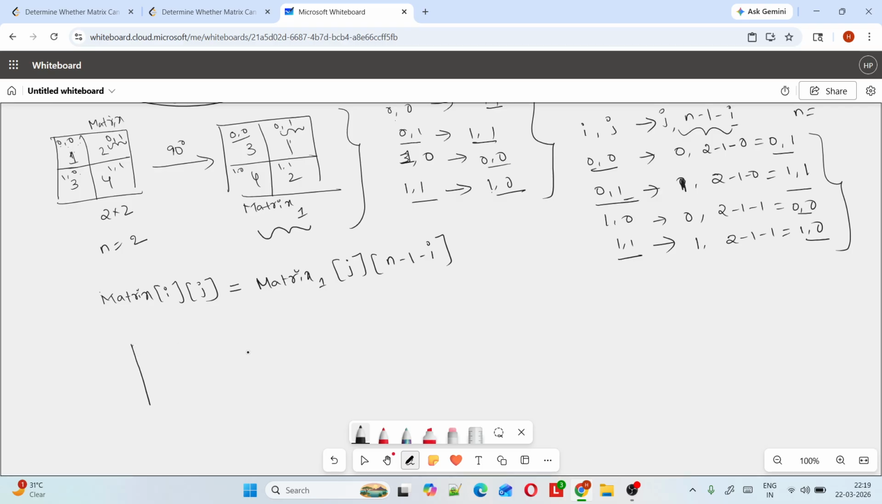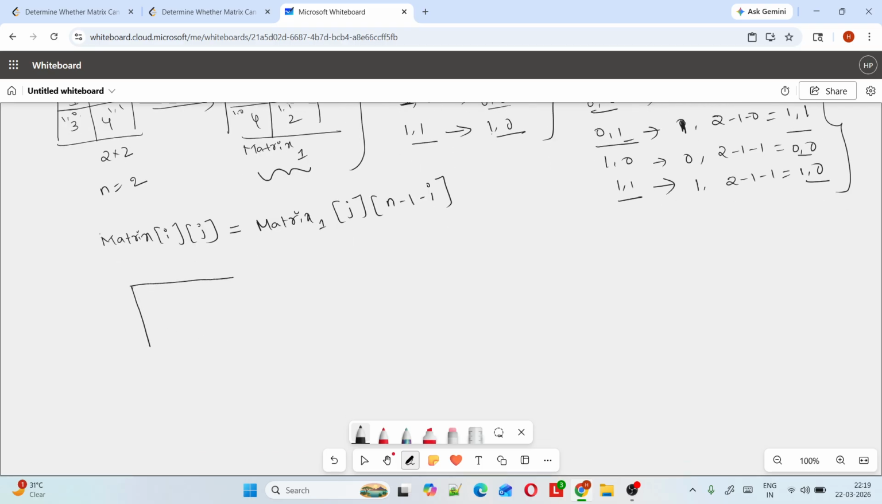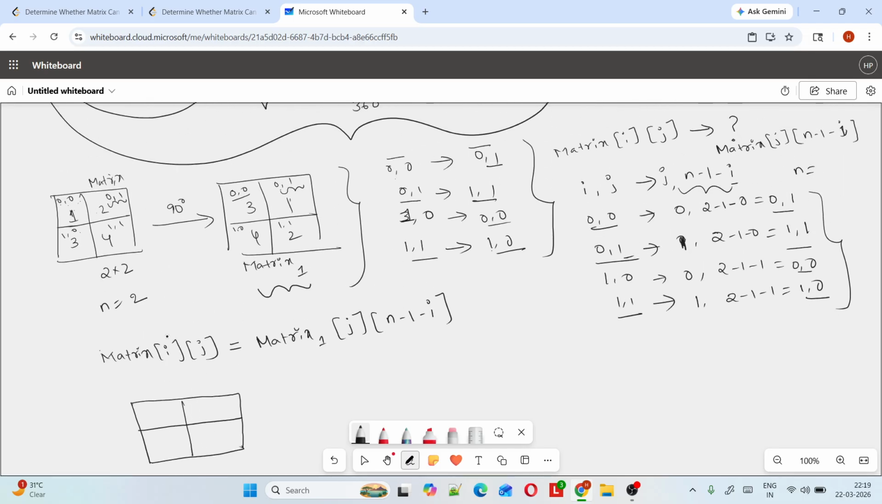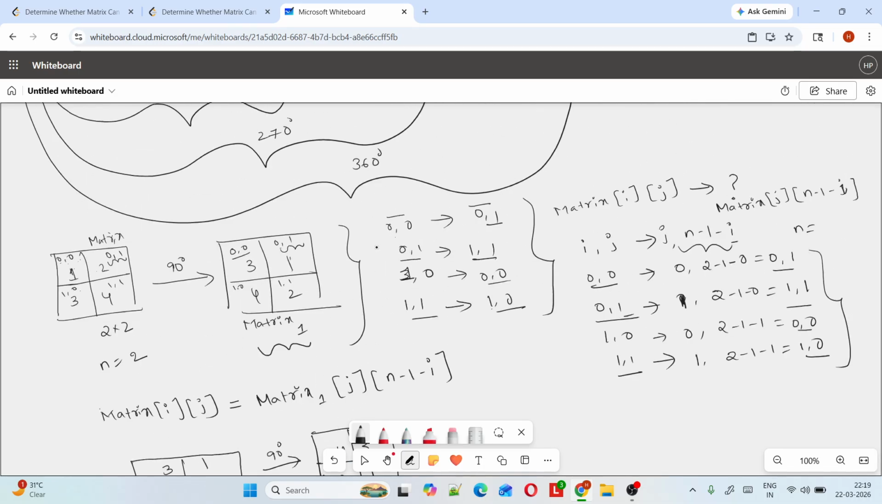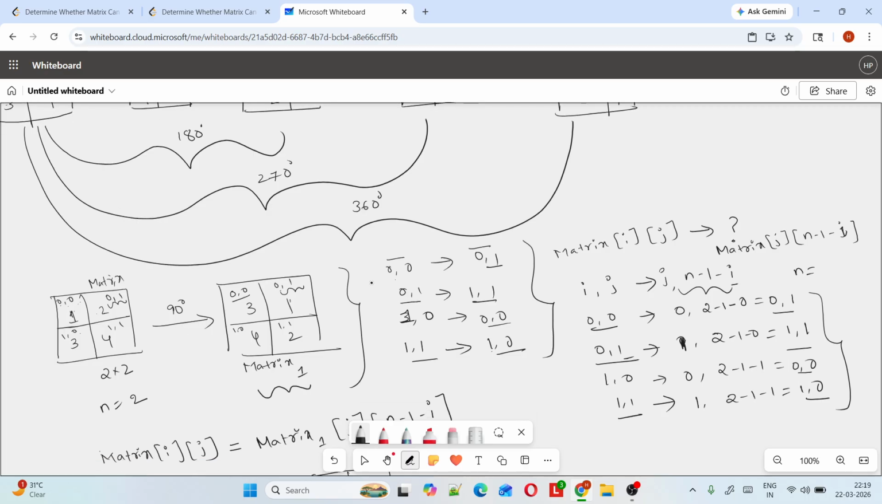Now this matrix you have rotated by 90. Now rotate this by 90. Okay. So when you rotate that by 90, 4, 3, and then 2, 1, right? 4, 3, 2, 1.